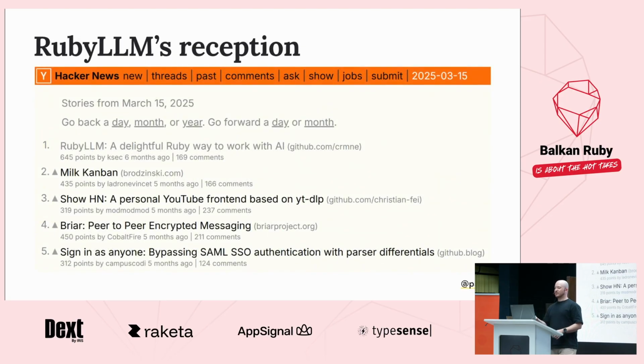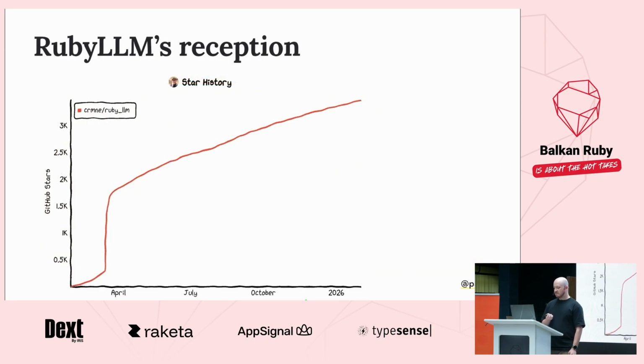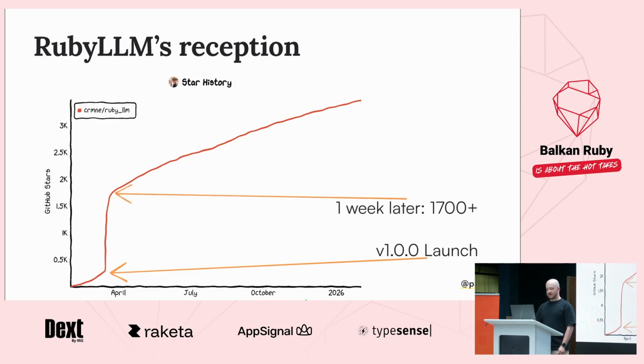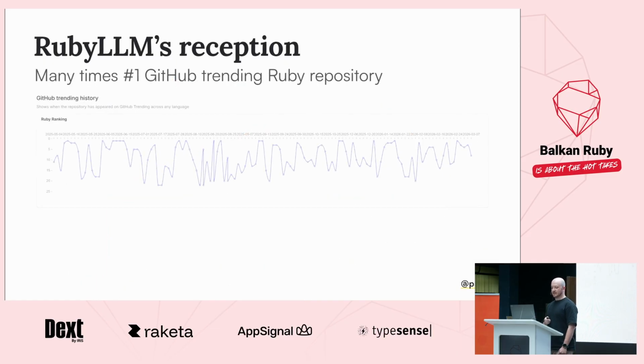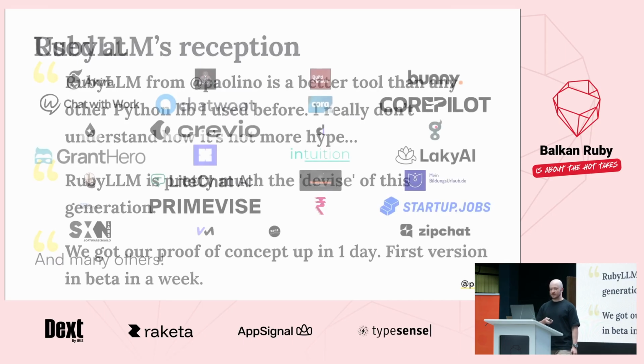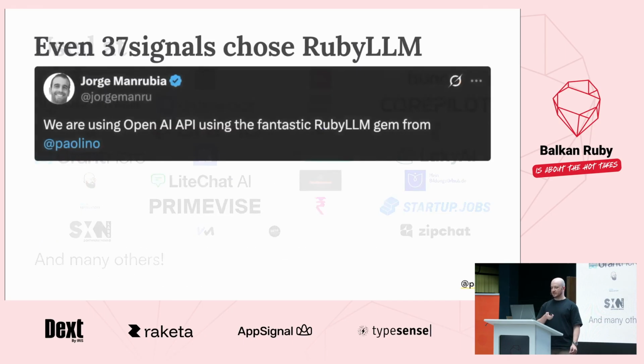So instead, let's look at RubyLLM reception. Somebody posted it on Hacker News. It got to #1, because probably there's a lot of Ruby people still on Hacker News, believe it or not. Instantly, thanks to that popularity, it got to a lot of stars, and right now we have like 3,900 and 6.6 million downloads, actually. And it's trending as a GitHub trending Ruby repository, and there's some nice comments, and it's used a bunch of places, including 37signals.